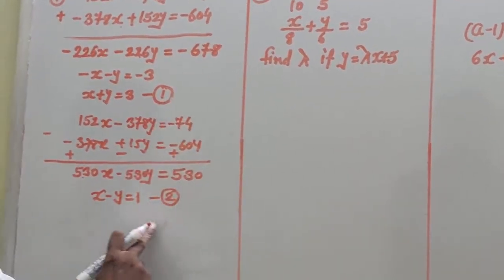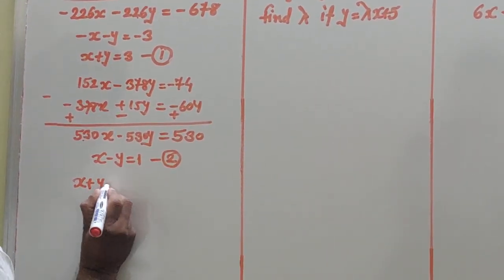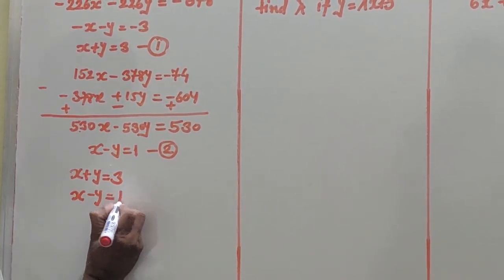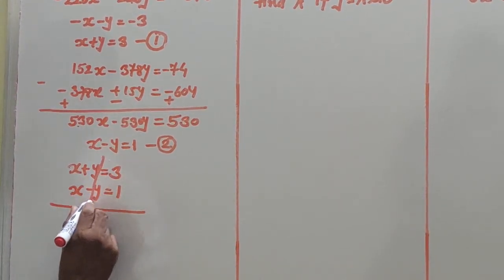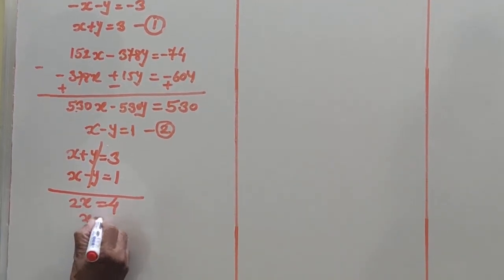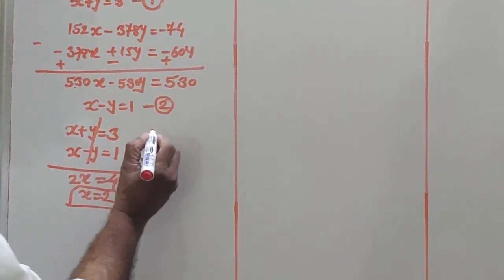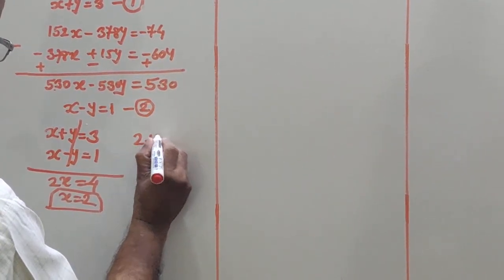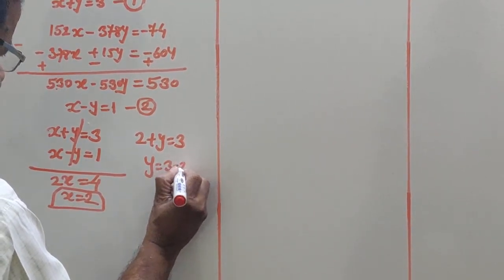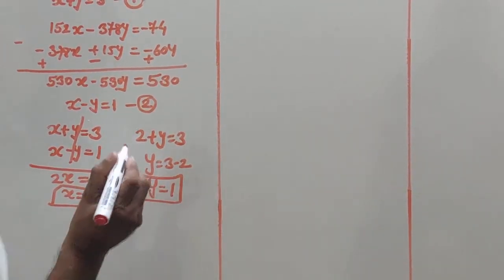Now I can solve this by the elimination method. x plus y is equal to 3 and x minus y is equal to 1. In this problem y will get cancelled, so 2x is equal to 4 and x is equal to 2. Now I substitute this value in equation 1. So 2 plus y is equal to 3, so y is equal to 3 minus 2, that is y is equal to 1. These are the required answers for the given problem.